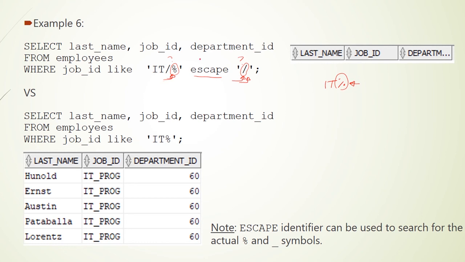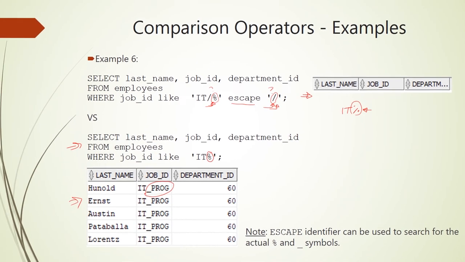After running this select statement, as we can see, there are no rows returned, because there is no employee where the job ID is exactly IT%. But if you run this select statement, select last_name, job_ID, department_ID from table employees where job_ID like 'IT%', because we don't use an escape character before the percent, that means the percent represents 0 or more characters. So as we can see here, it returns 5 records, IT_PROG, for example. So the percent represents 0 or more characters.